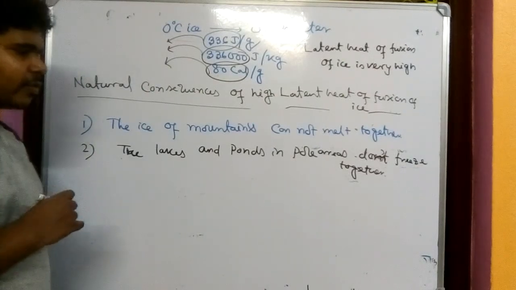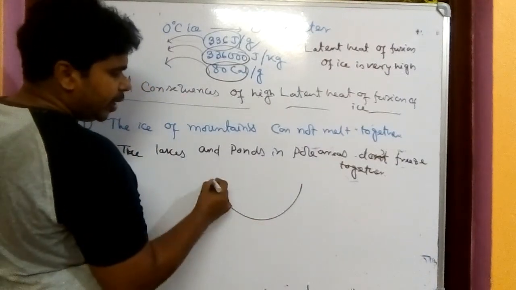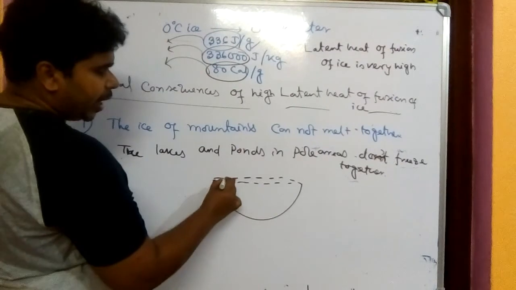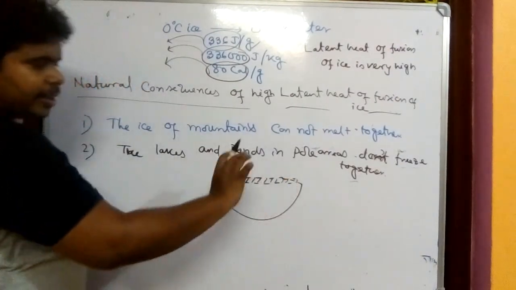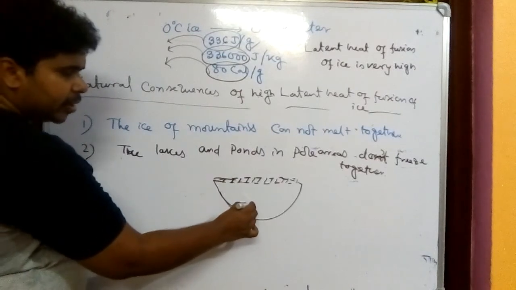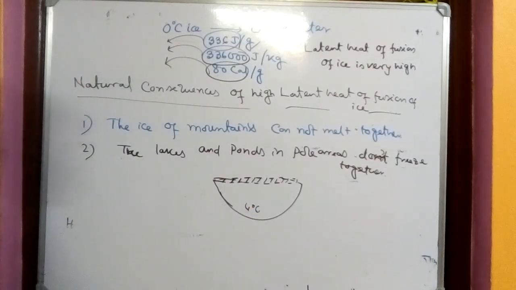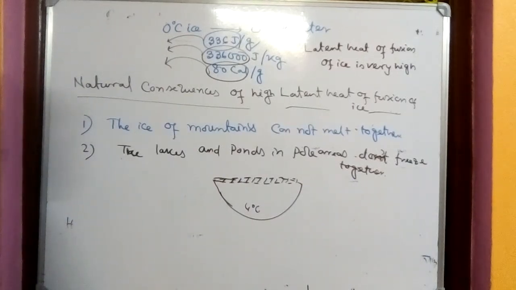And one of the very interesting things you have learned in class 9 is that in polar areas, the surface of the pond freezes and a layer of ice comes, but below it the temperature is 4 degrees centigrade. That is the anomalous expansion of water, and that's why the water creatures in those areas are able to survive.